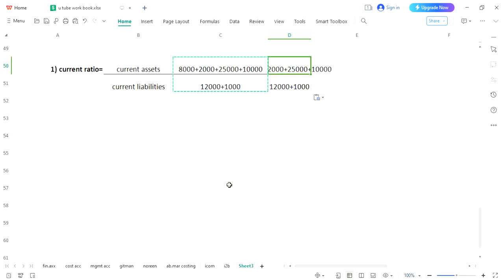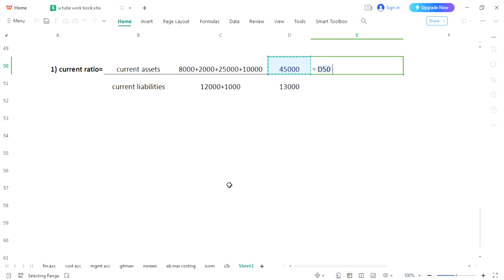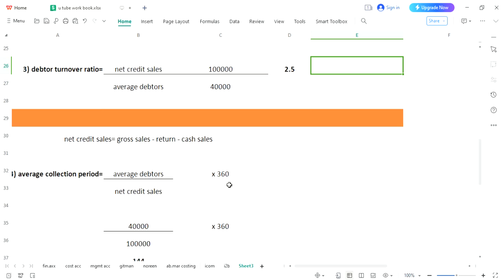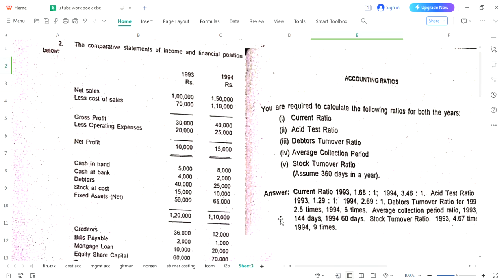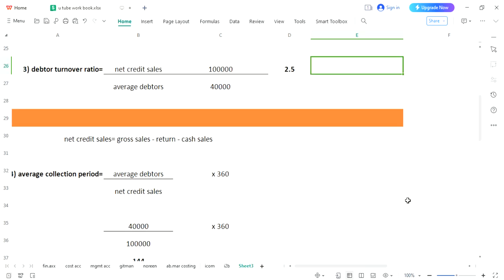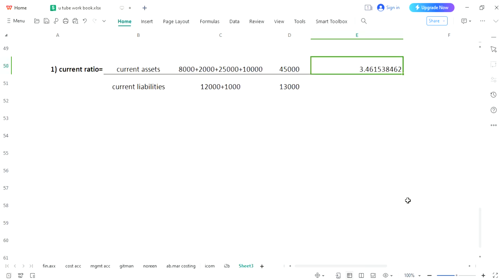First step is to take sum of current assets. Second step is to take sum of current liabilities. Then current assets would be divided by current liabilities. So we have 3.46. So here second year answer is 3.46. In this way our first part of second year is completed.